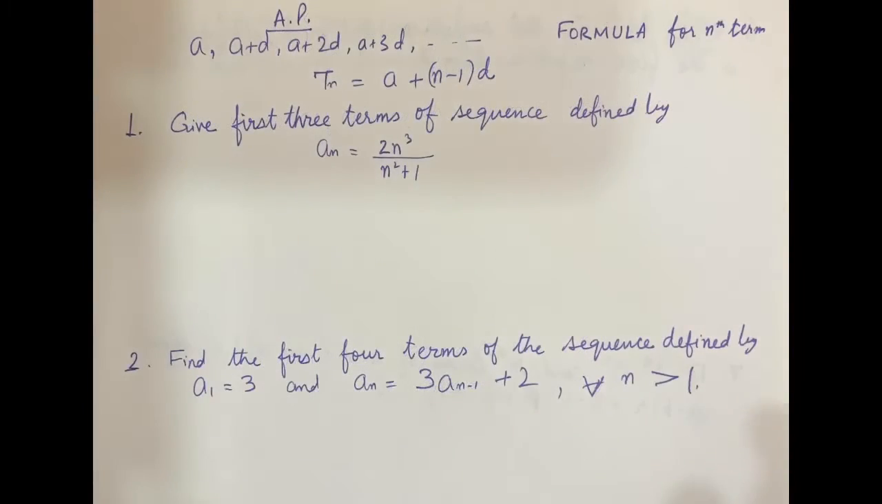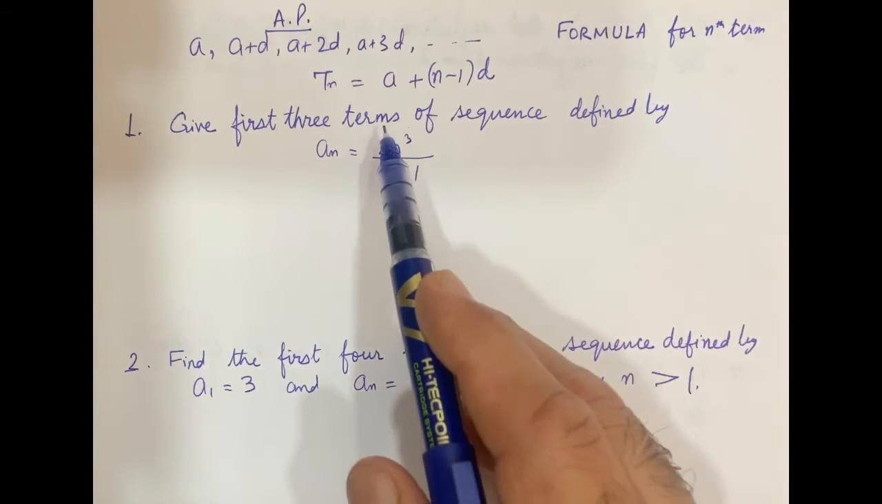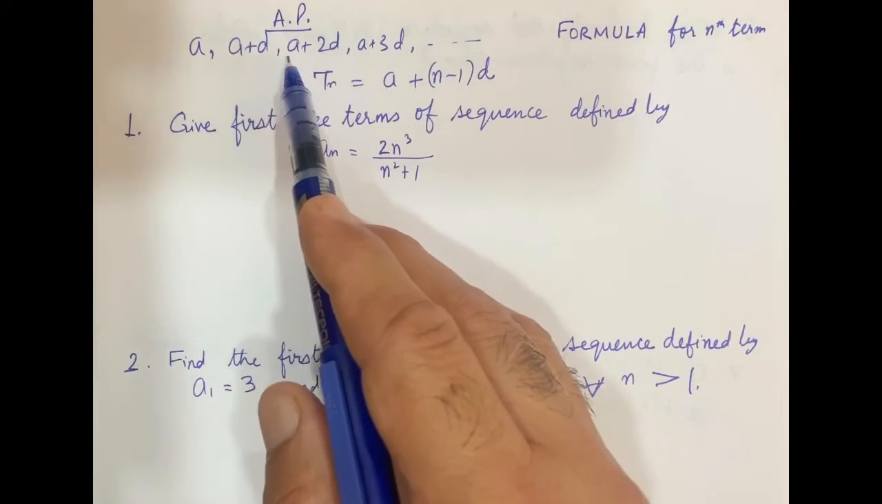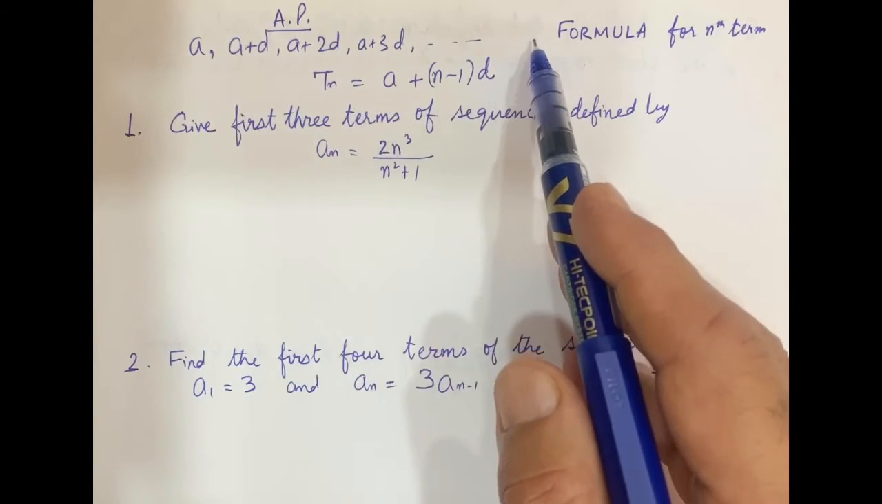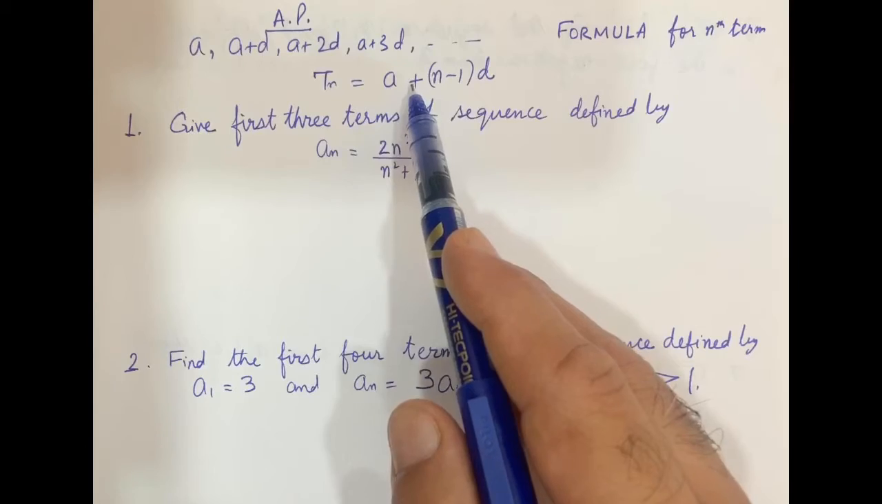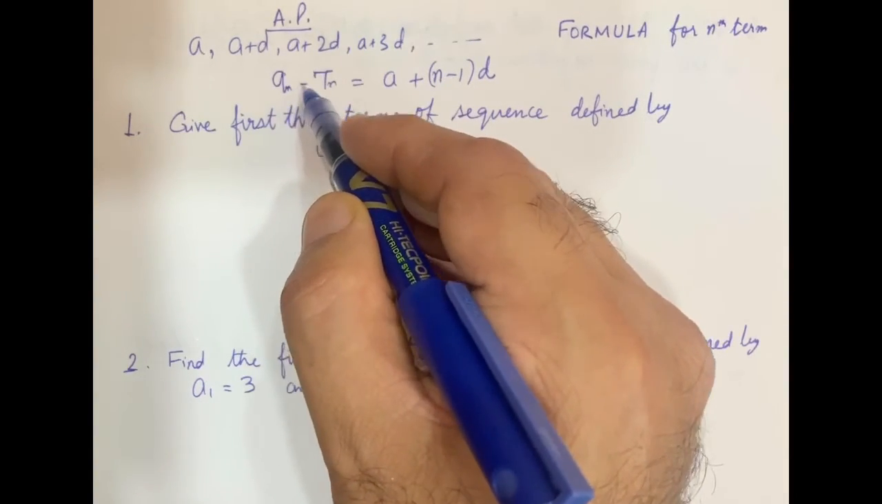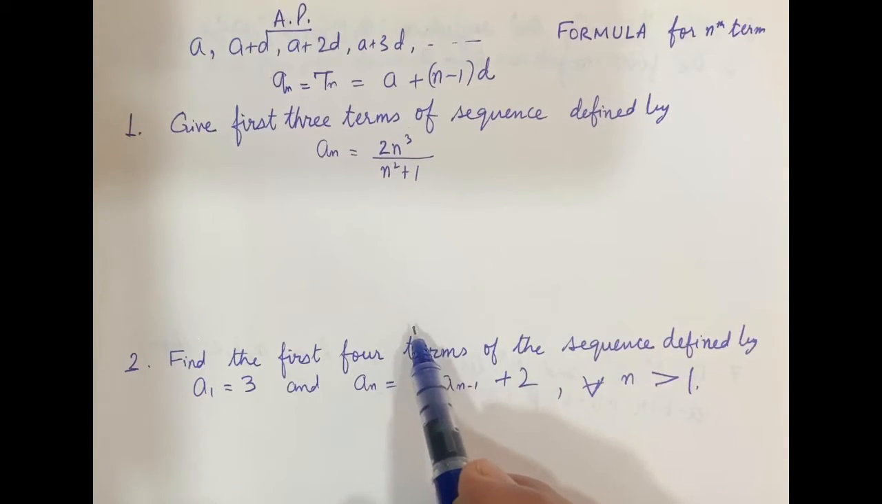Today we will discuss questions based on the nth term of a general AP. This is a general AP. First term is a, second is a plus d, third is a plus 2d, a plus 3d, and so on. The nth term is given by a plus n minus 1 into d. This is also written as an. So this is the formula for the nth term.